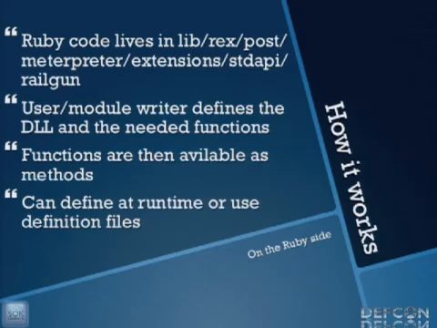On the Ruby side, we have a bunch of libraries. They all live in the Rex library under Post, Meterpreter, Extension, Standard API, Railgun. So the actual code for the Ruby side of the API lives there, but also what's important is the definitions for these libraries and these functions exist there. So when you're writing a module, you can define the DLL and your functions within your module, or you can just go ahead and build it right into Railgun by creating these definition files.